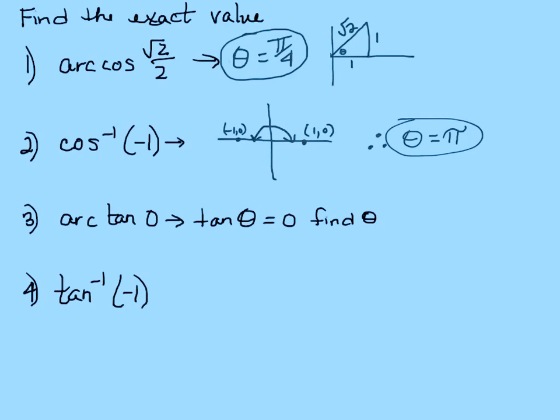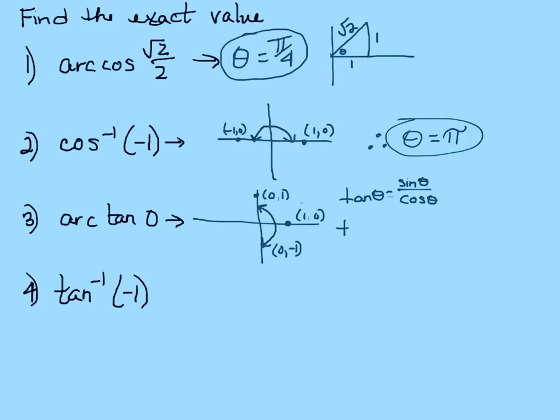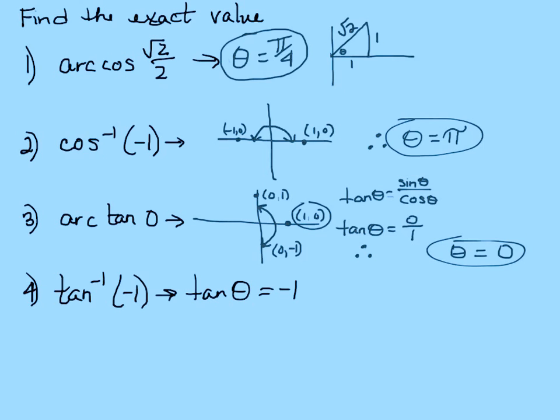If you understand the parent graph at all, you know that the answer will be 0, but let's just confirm why. When we create our restricted areas, which is from negative pi over 2 to positive pi over 2, and we look at those quadrantal points, we know that the tangent ratio is sine over cosine theta, and so we're looking for the ratio that produces 0 over 1, which is going to be equal to 0.